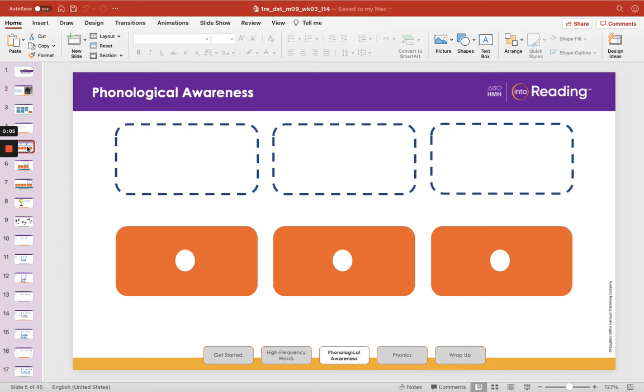So let me share. Let's count the syllables in words. Each tile stands for one syllable. I will move up one tile for each syllable you say. This will help you see how many syllables are in a word. We will not always move up all of our tiles, so you have to count really carefully. I'll do the first one.